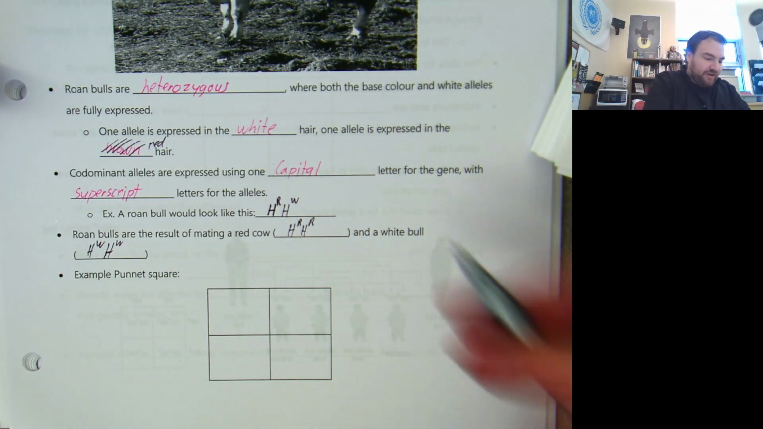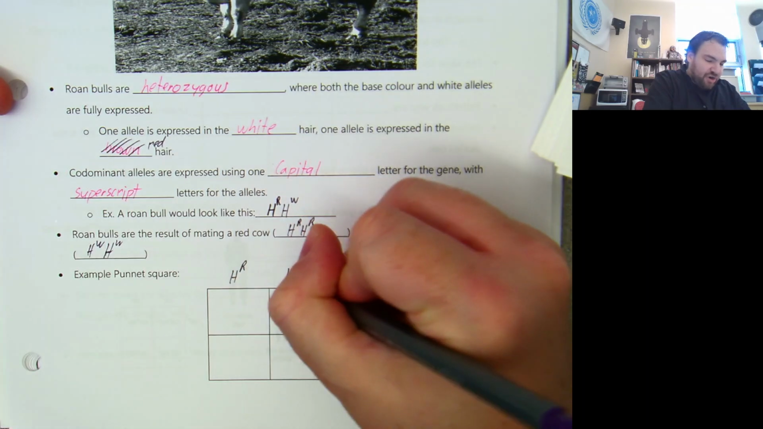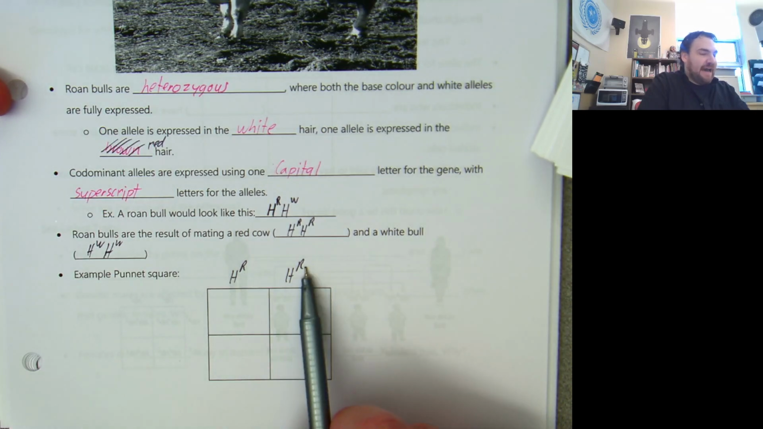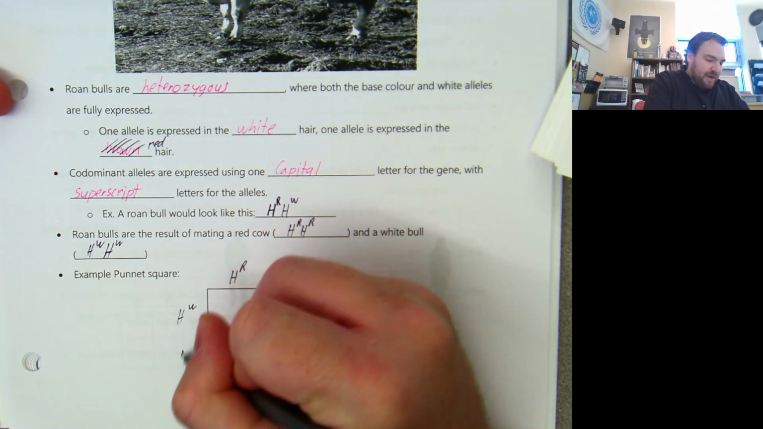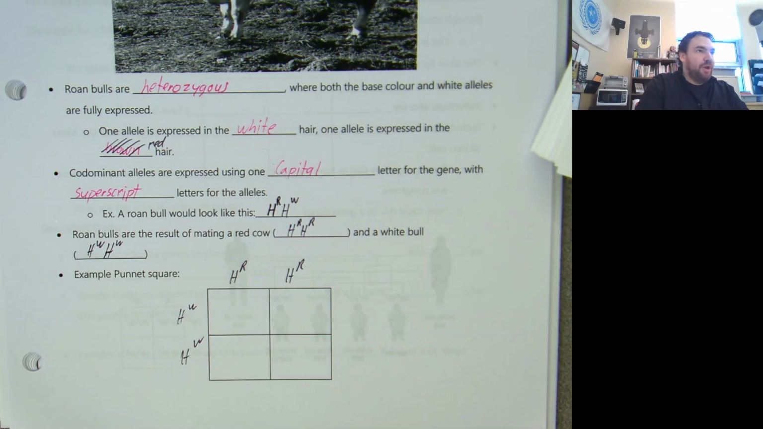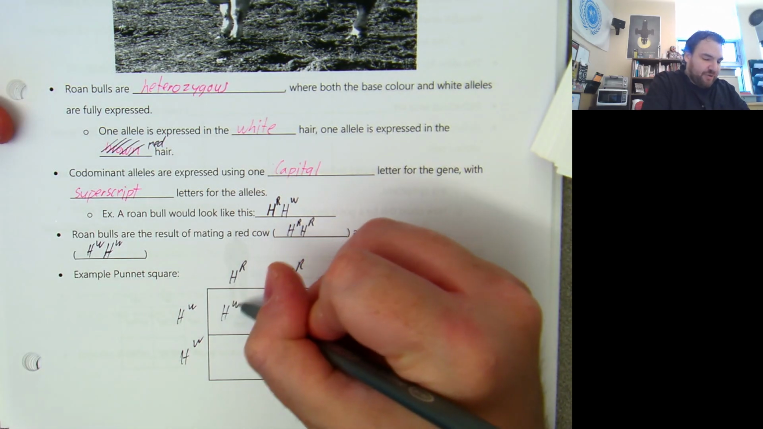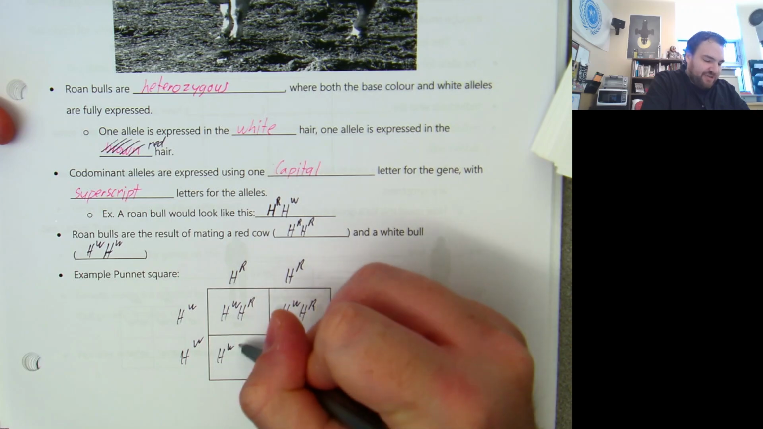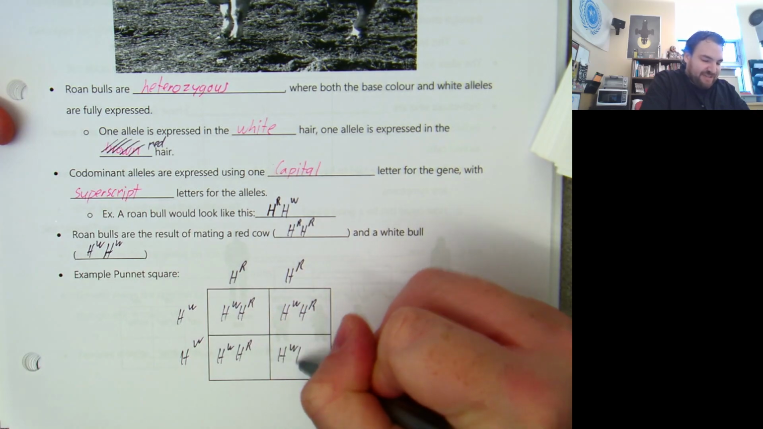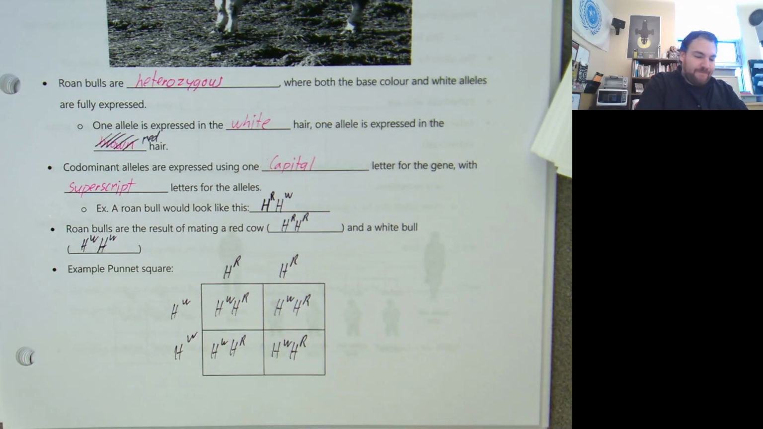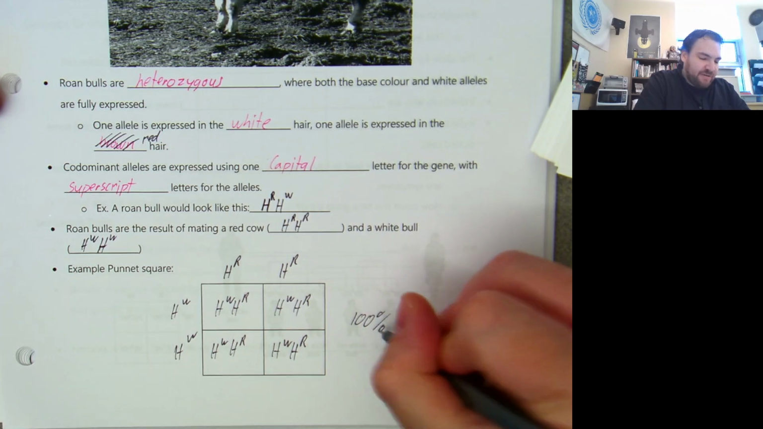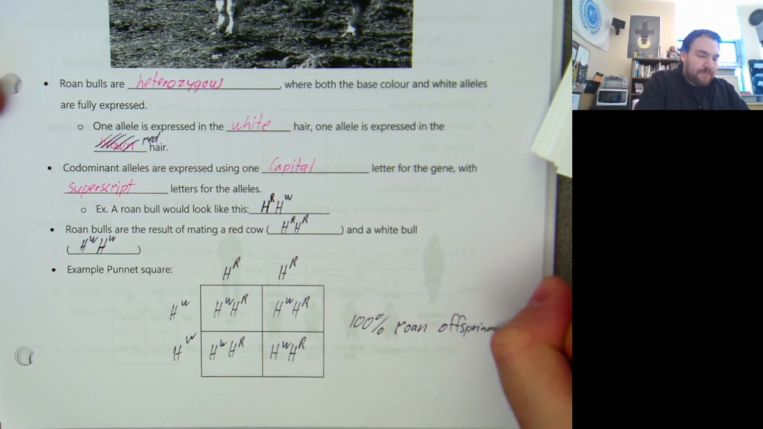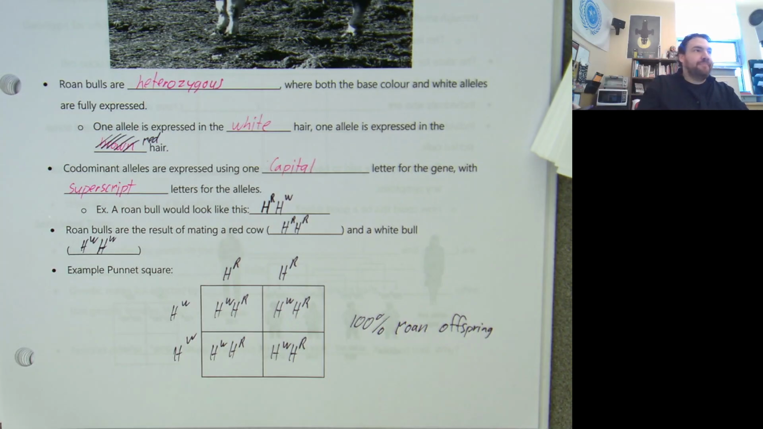And then the Punnett square would look like this. You've got HRHR, dominant red cow with dominant white male, bull, and you're going to get HWHR, HWHR, HWHR in every single one of those squares. So you're going to get 100% roan offspring, whether or not they're male or female.